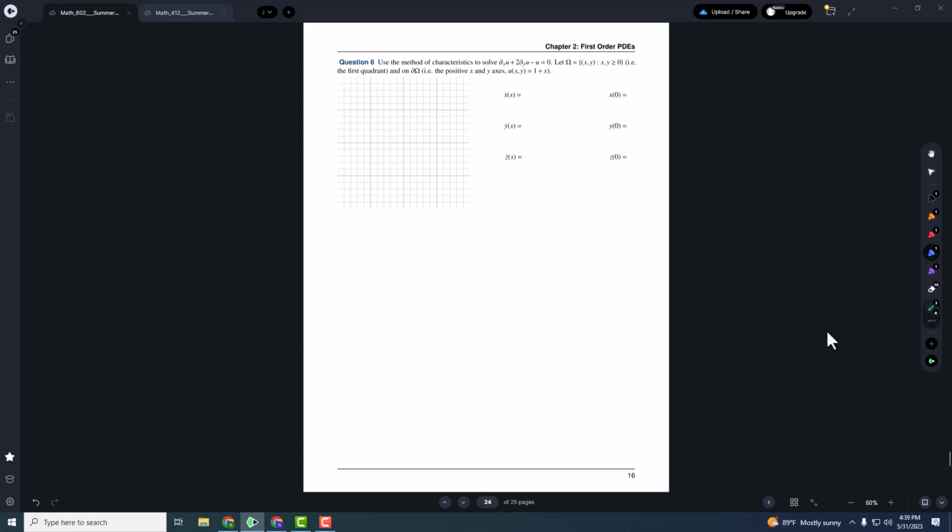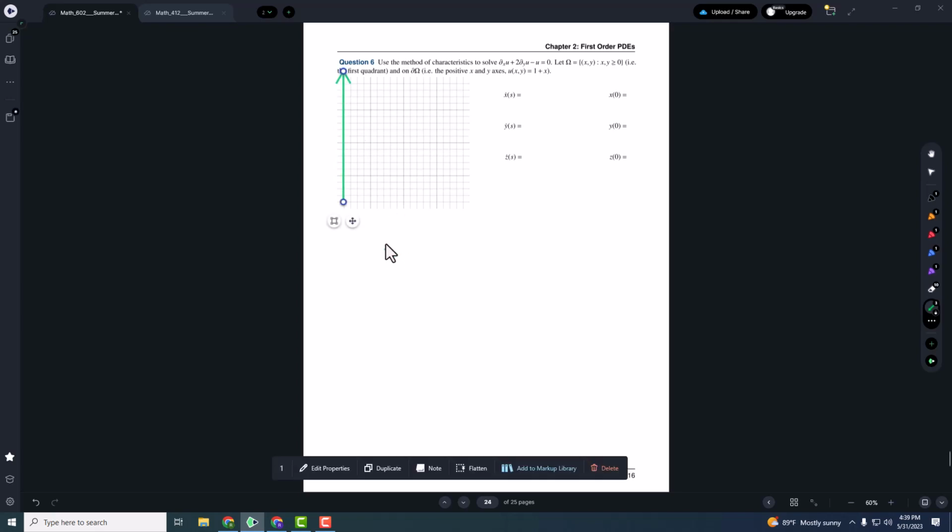Okay, so the interesting thing about this problem is that omega, the domain, is going to be the first quadrant, and the boundary of that, the curve on which we know u, is going to be the positive y-axis and the positive x-axis. This is the y-axis, and this one is the x-axis.